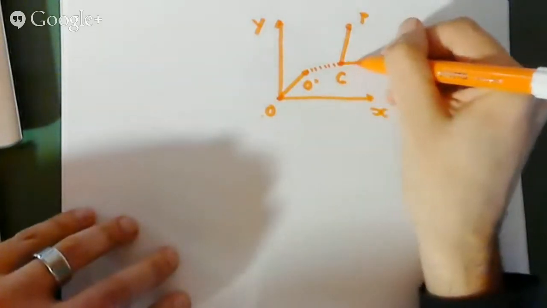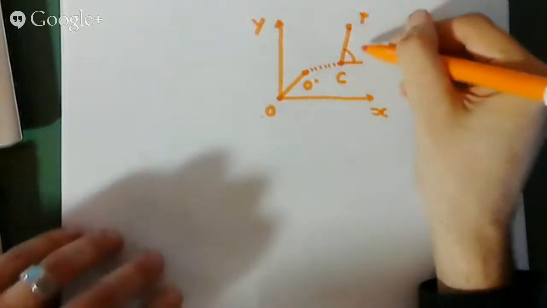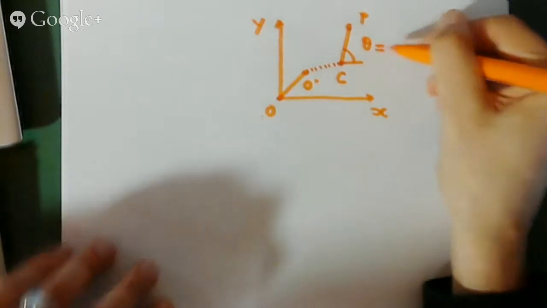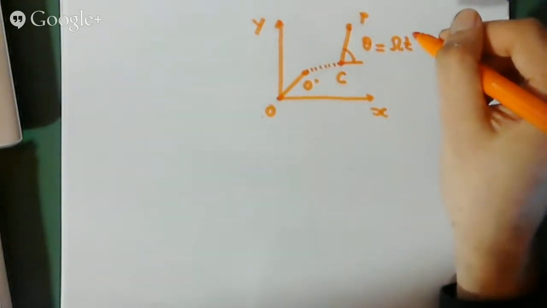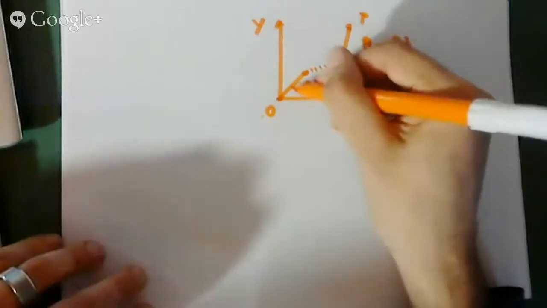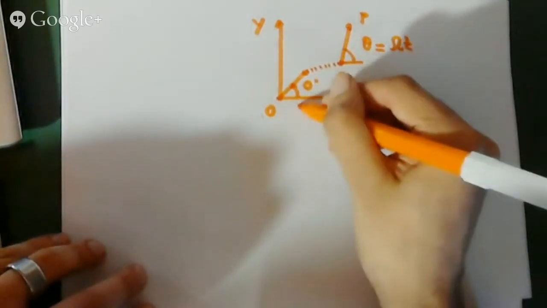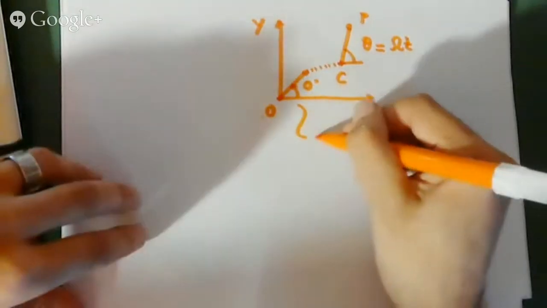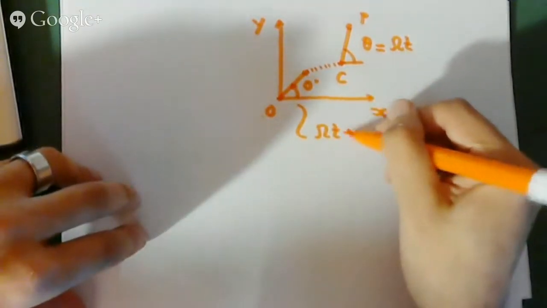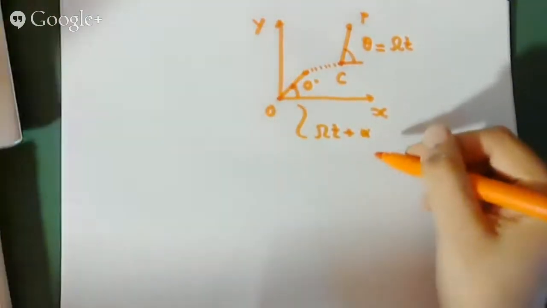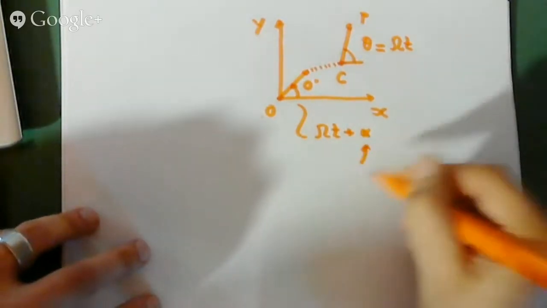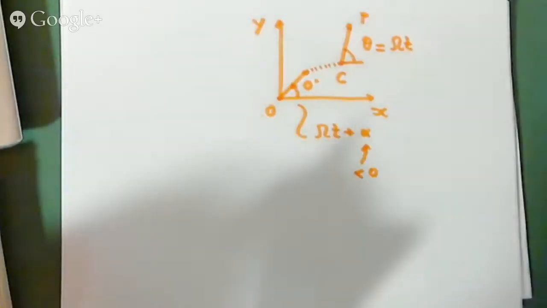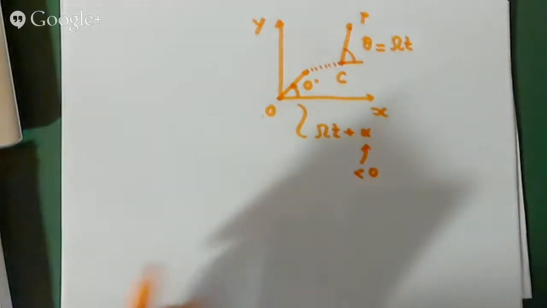If we call theta equal to omega t this angle, this other is equal to omega t plus alpha. In this representation, alpha is negative, but alpha is a very general angle, positive or negative.